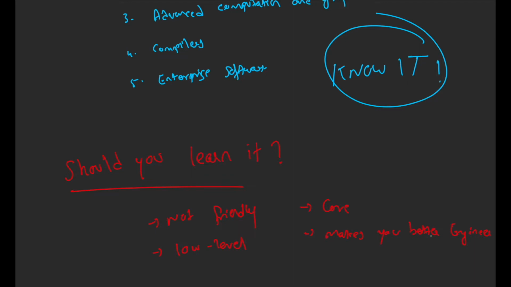Some of the downsides of C: it's a low level programming language and not at all beginner friendly. But it's a core programming language, and knowing it will make you a better engineer when you understand how the hardware and compiler interaction happens. I will be linking some learning content in the description. You can check it out, and if you're interested, you can learn from that for free.